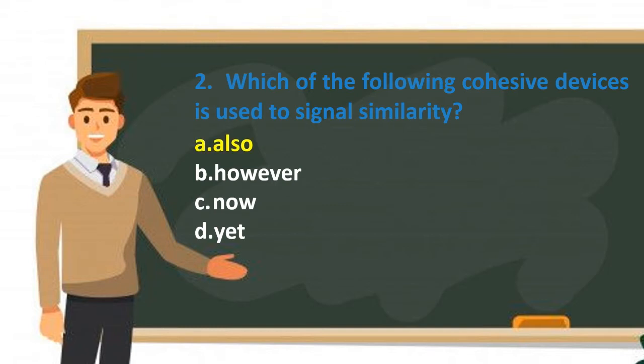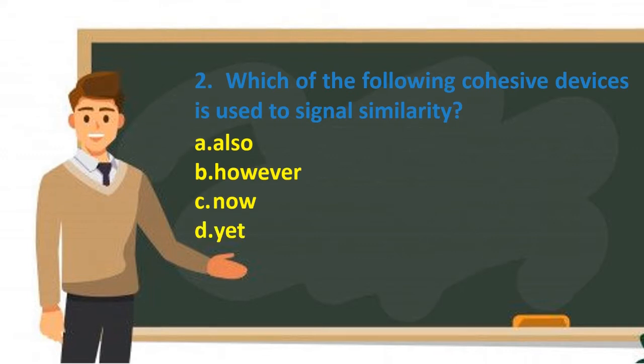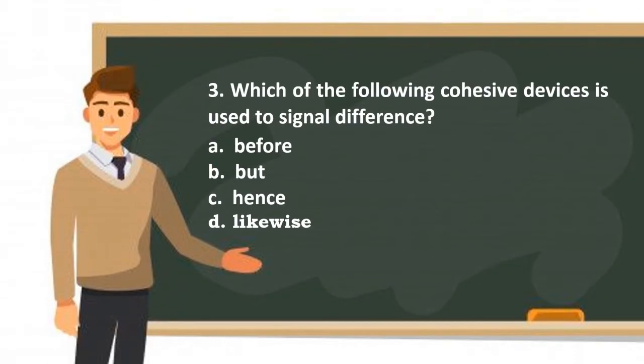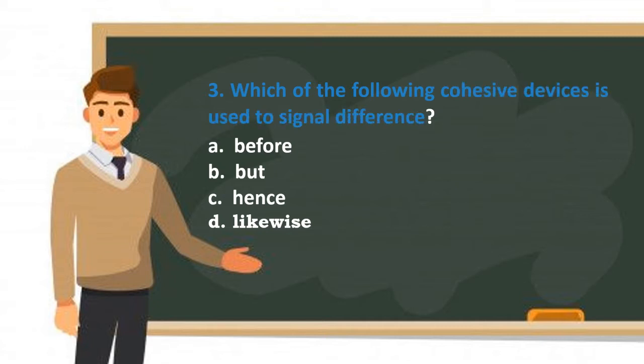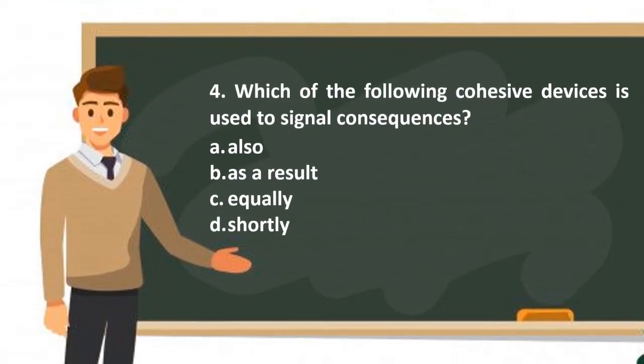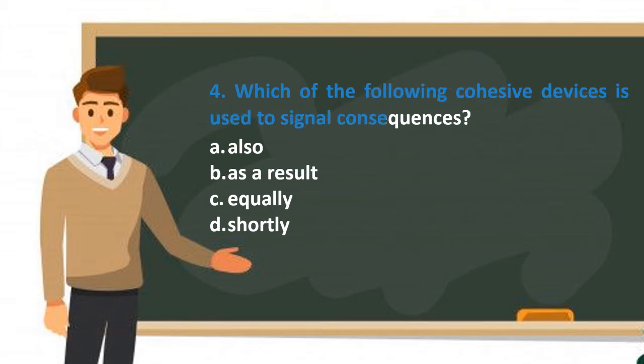A. Also. B. However. C. Now. D. Yet. 3. Which of the following cohesive devices is used to signal difference? A. Before. B. But. C. Hence. D. Likewise. 4. Which of the following cohesive devices is used to signal consequences?